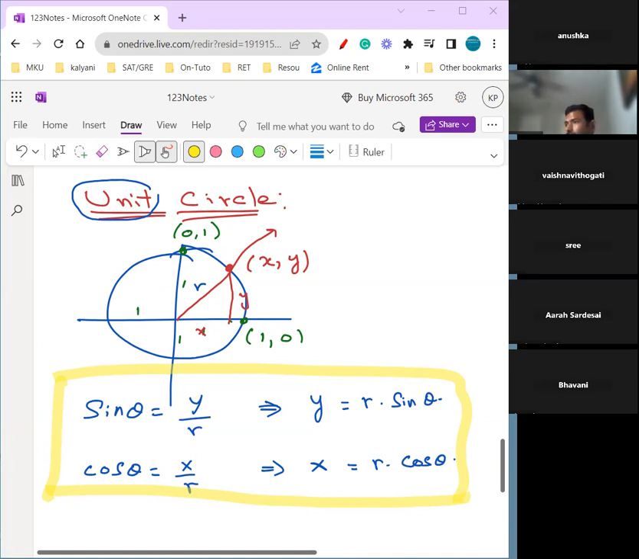Let's see. Copy that one. Abhishek, Vichai, copy.